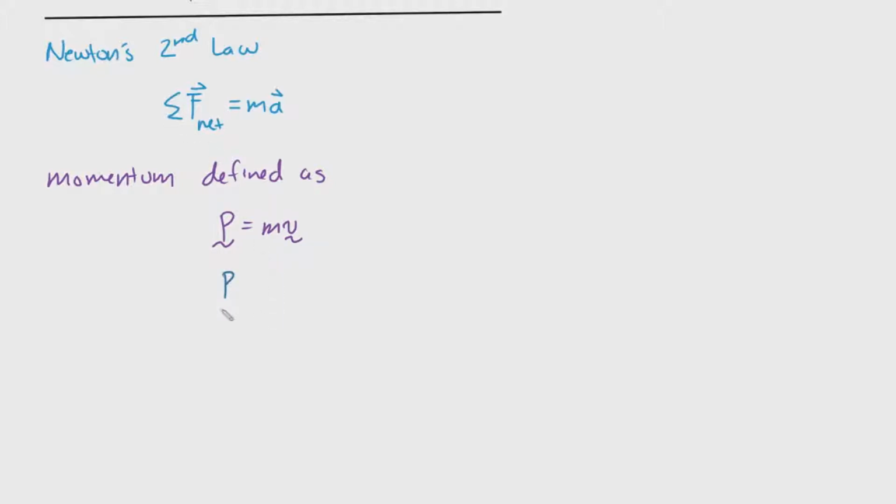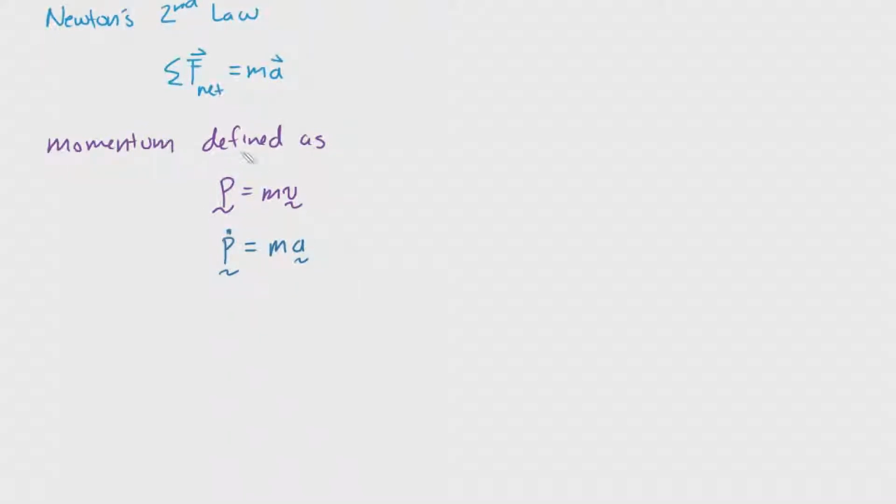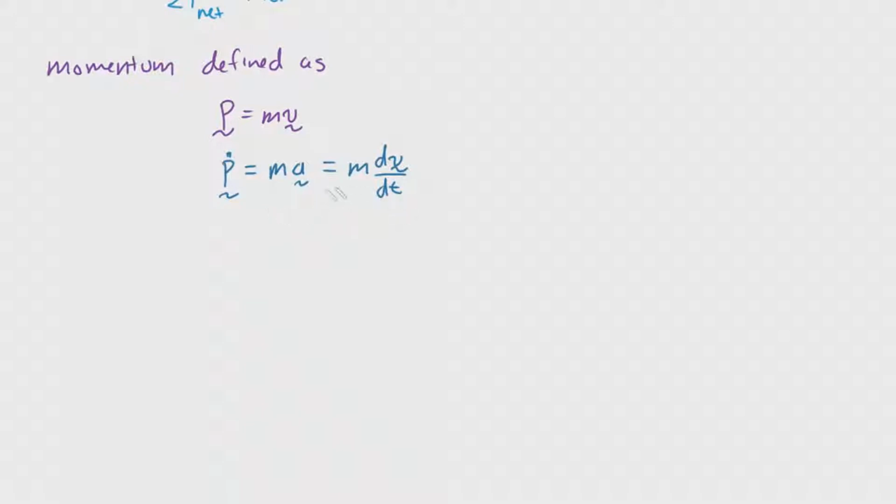So we're going to take the time derivative, and that's represented by this dot. We could say that the time derivative of momentum equals mass times acceleration. Now that we have that, we can redefine acceleration in terms of a differential. So we could say that dv/dt is equal to acceleration. Now what we could do is separate the variables. So we could say p tilde dot dt equals m dv.